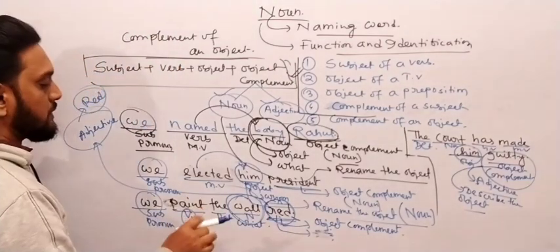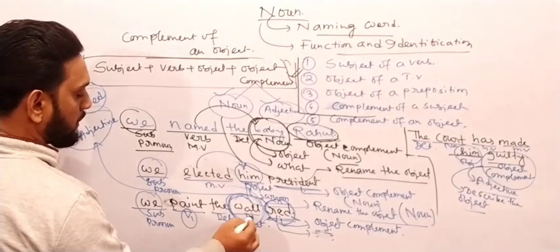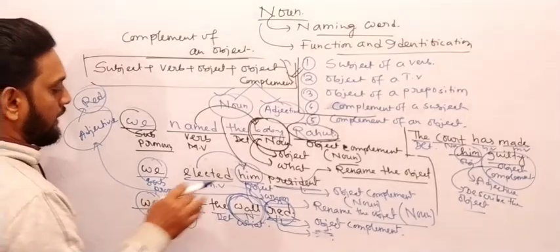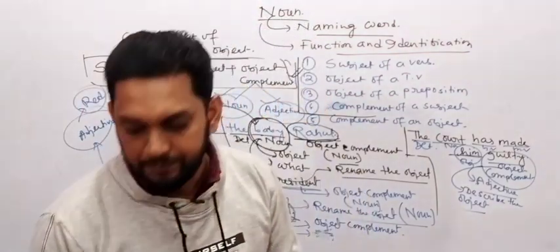Why is it an adjective? Because it describes the object. And what is the object over here? Wall. So it describes the object wall. And because of this reason, we can call it object complement. Got my point, all of you?